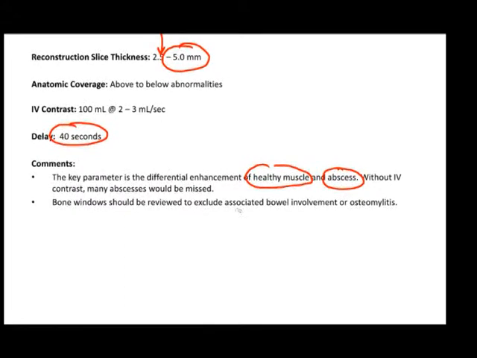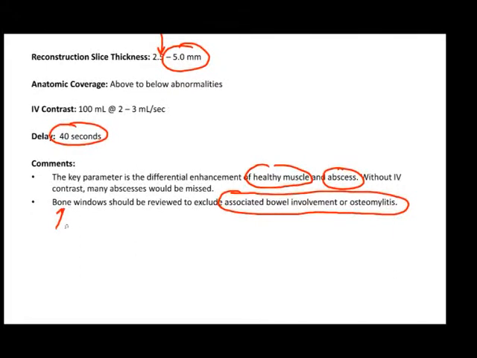Also, we need to utilize bone windows just to exclude associated bone involvement or osteomyelitis. And so you want to verify that there is no other involvement, even in various points of the body. So you want to verify that this is simply in the muscle and not anything to do with the bone or even in other portions of the body. So definitely do bone windows. If you haven't noticed, pretty much all the scans that we've talked about, or a high majority of them, will utilize bone windows just so that we can see any other relevant anatomy and make sure that there's nothing going on with the bones that would be causing the patient symptoms.